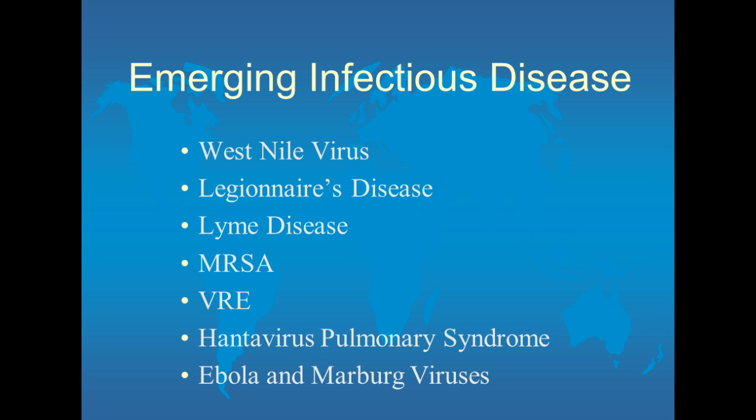The West Nile virus is usually a flu-like illness with headache and fever, with severe signs and symptoms, including meningitis, in less than 1%. Legionnaire's disease is a pneumonia caused by a gram-negative bacteria, and I believe that one came out in 1976. So these have all been relatively new.